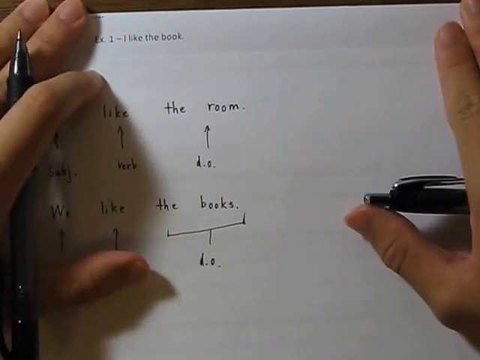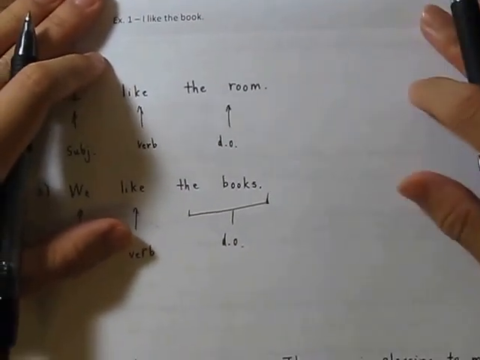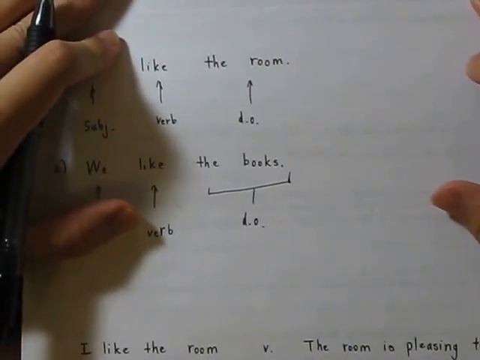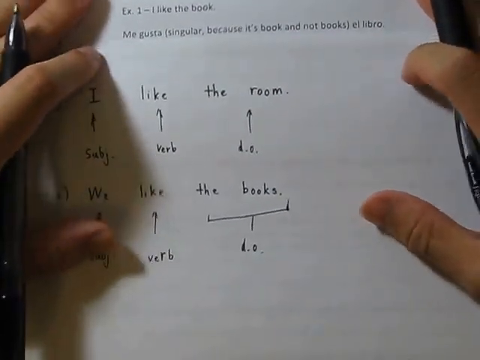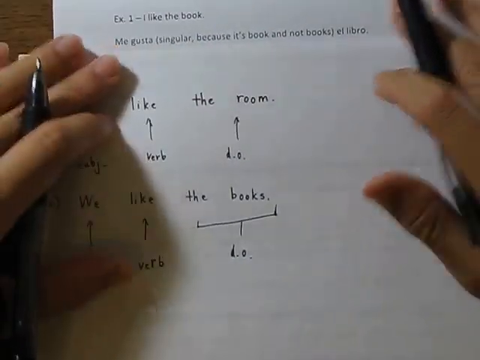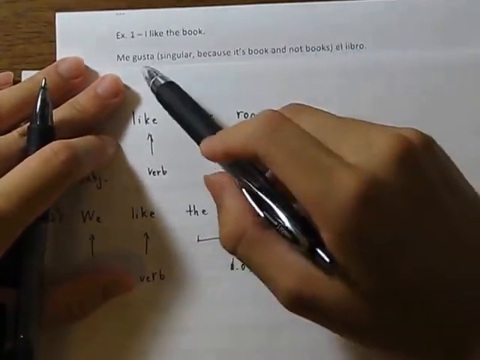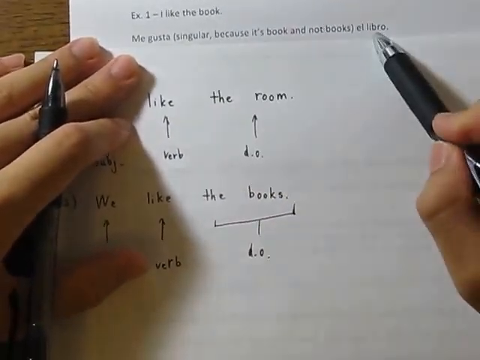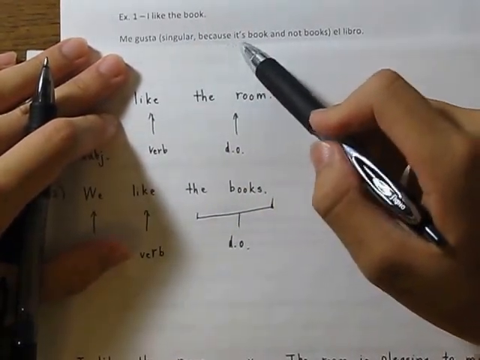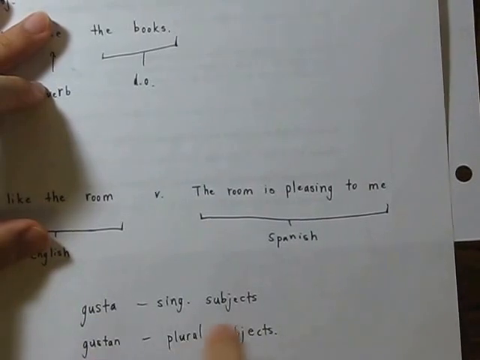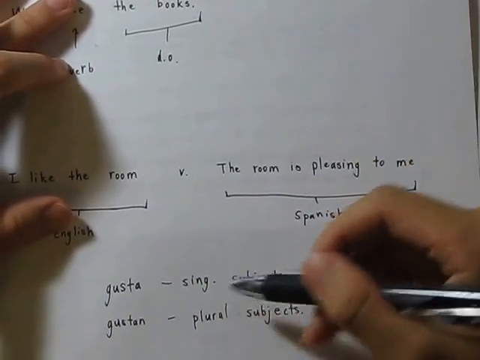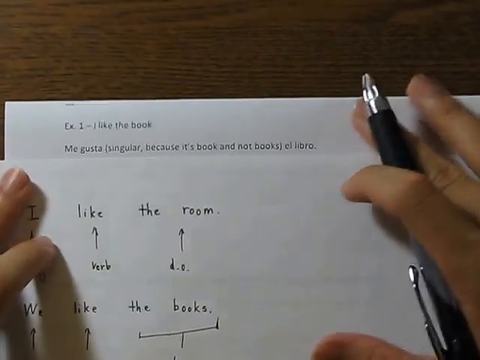Alright, so example one says, I like the book. We did a similar example above, in which I didn't do a translation, but the translation for example one is me gusta el libro. And the reason why it's gusta is because the book, el libro, is singular, and because it's book and not books, right? So you have to differentiate, like we said, between gusta and gustan. It basically depends on the singular or plural of the subjects, and that's all that matters.